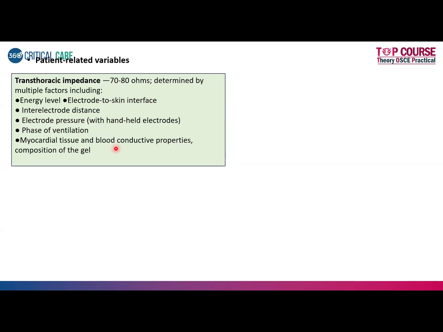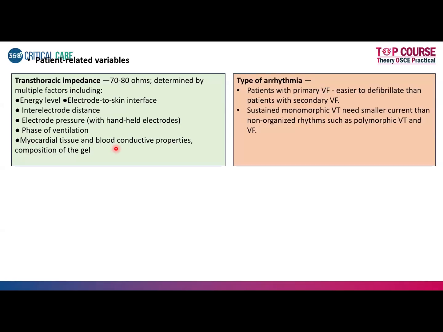For example, the energy level that one has used, electrode to skin interface, inter-electrode distance, electrode pressure, phase of the ventilation, and the blood conductive properties and the conductive properties of the tissues. For example, the composition of the gel itself can result in some kind of impedance and affect the defibrillation of the patient.